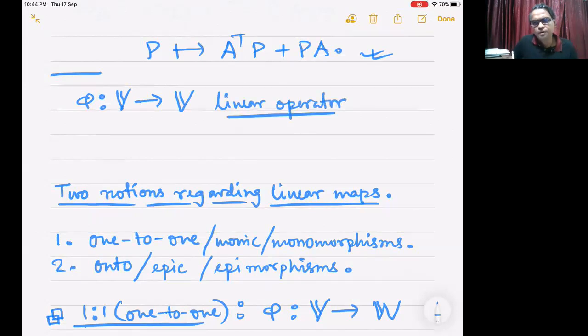Operator. Instead of transformation, we call it a linear operator. There are some other, what should I say, pompous sounding names for these things also. They're also called, I think, endomorphisms. But let's not worry about that. When we say linear operator, you should understand that it's a map from V to itself. That's it. Just terminology.